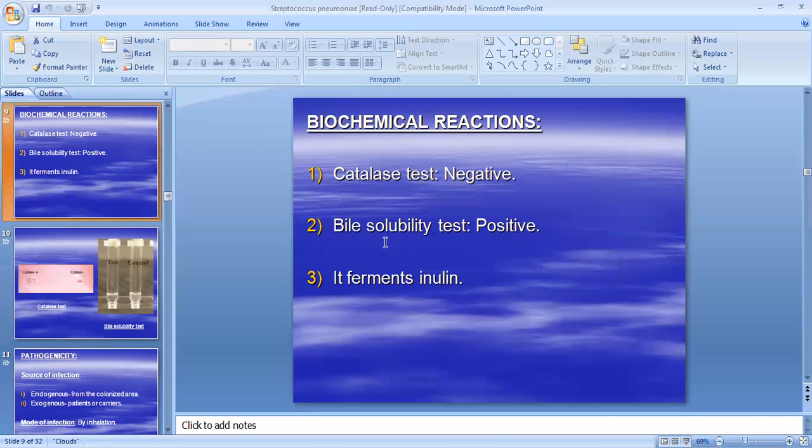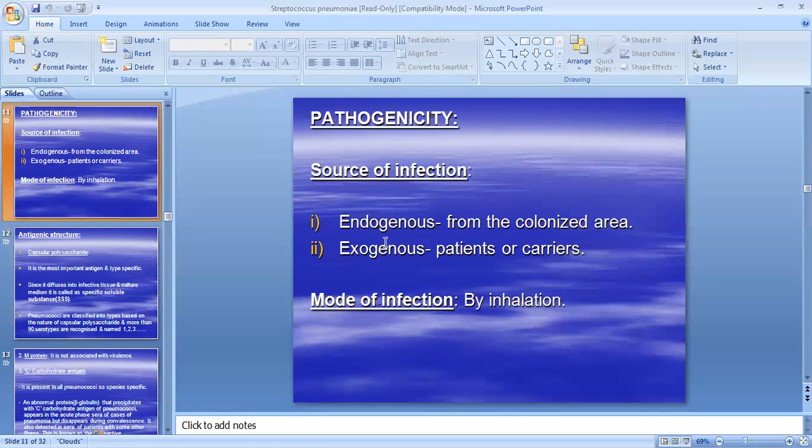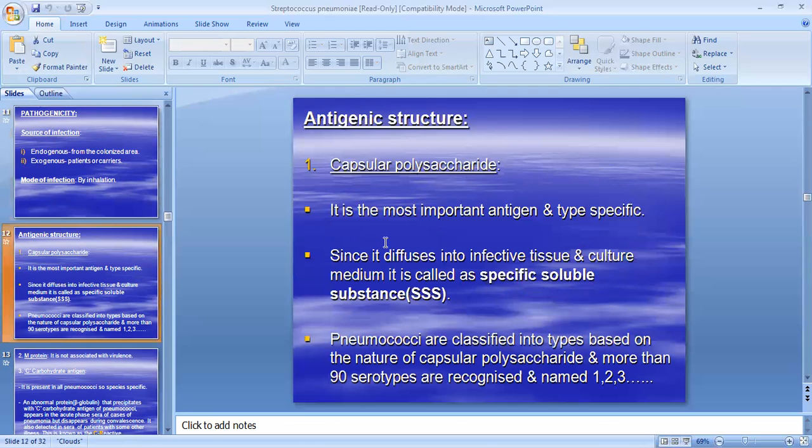On biochemical reaction, the catalase test is negative, bile solubility test is positive, and it ferments inulin. Pathogenicity: source of infection is endogenous from the colonized area and exogenous from the patient or carrier. Mode of infection is by inhalation.